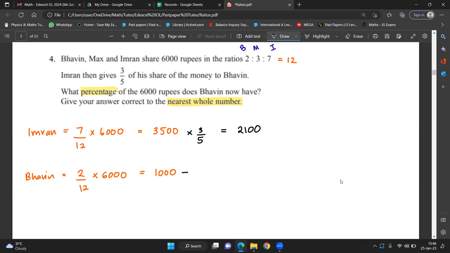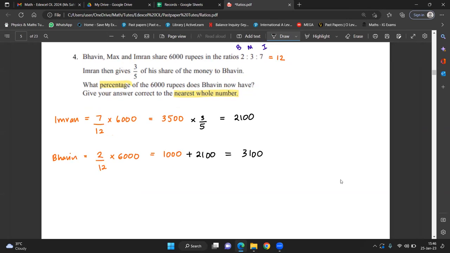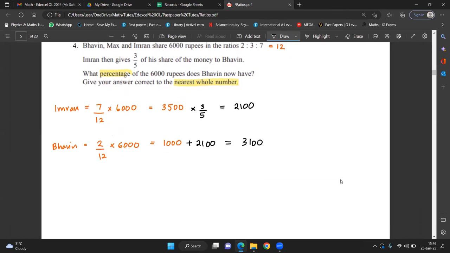So we have to add 2100 to Bavin's amount. How much does Bavin have in total? 3100. Is that your final answer? We have to give it as a percentage. Siddharth, can you tell me how do I change this to a percentage? Zaid, tell me. How do I change 3100 to a percentage?